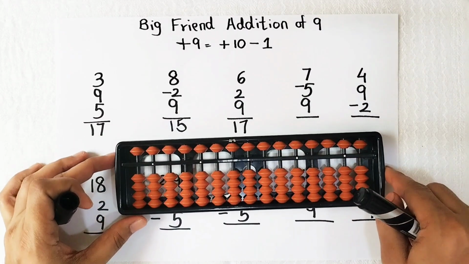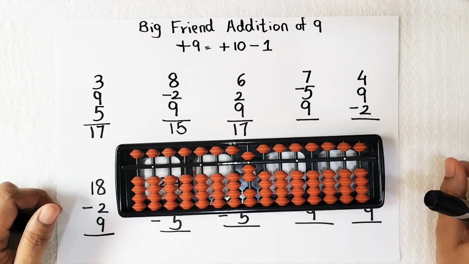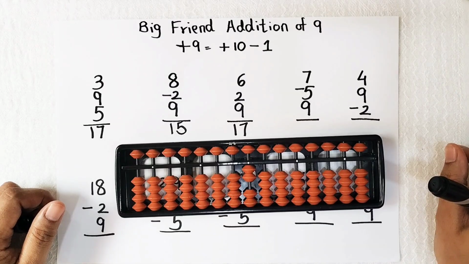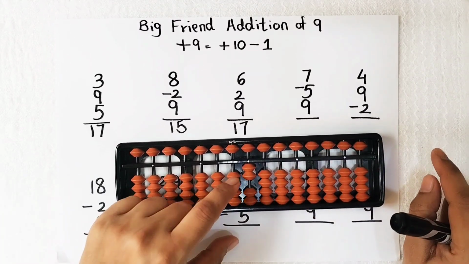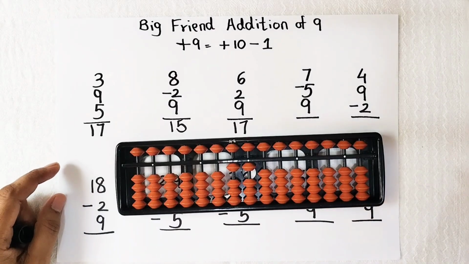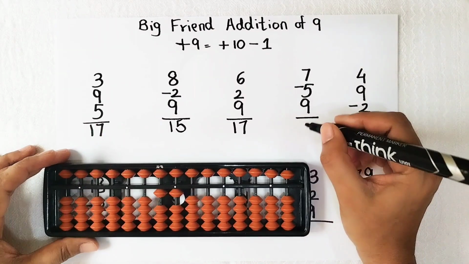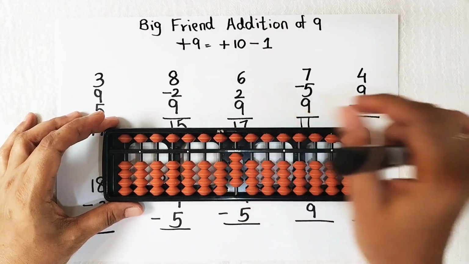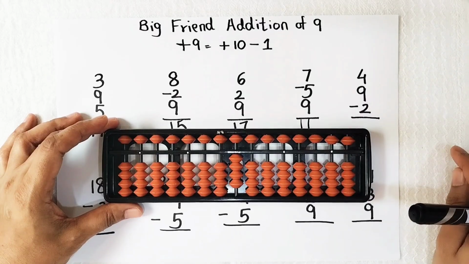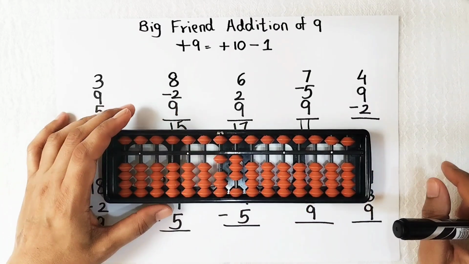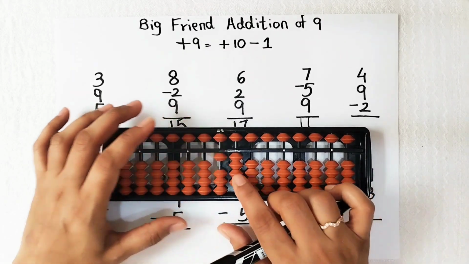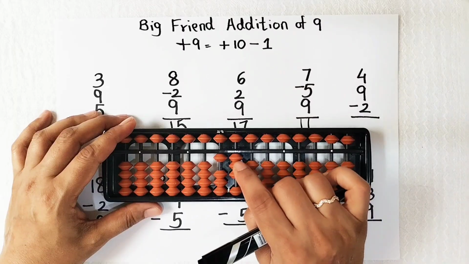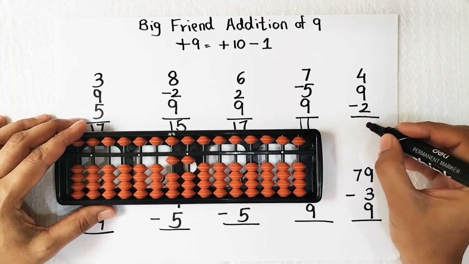Next one. 7 less 5. Add 9. Again add 9. Add 10 less 1. So my answer is 11. Next one. 4 add 9. How do I do it? Add 10 less 1. Again less 2. We can do it directly? Yes. So my answer is 11.